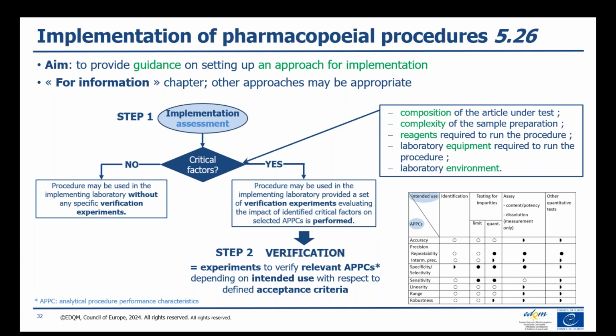So if there are no critical factors, you can use the procedure without any specific verification experiments. But if there are some critical factors, then you will have to do some lab work. So the second step is to evaluate the analytical procedure performance characteristics, so APPC. So for example, the accuracy and the precision that are considered to be relevant.